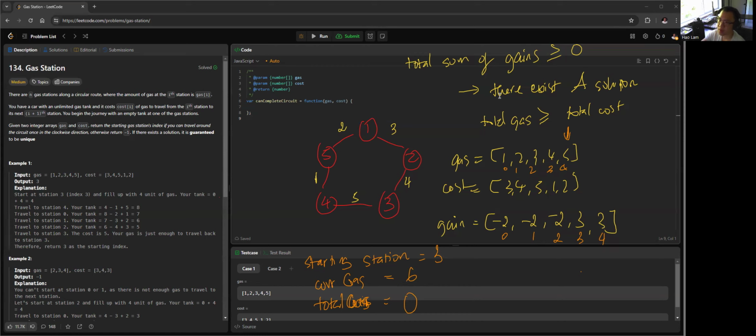Right, so if at any point, again, if at any point, our gas is falling below 0, right? Which means we cannot get to the next station. So there's no point in starting from that station. We'll just try the next station.